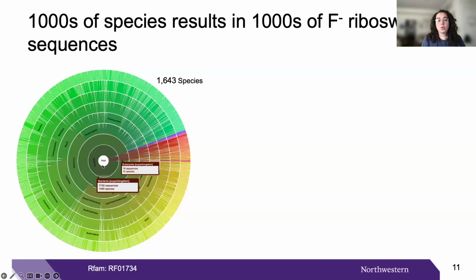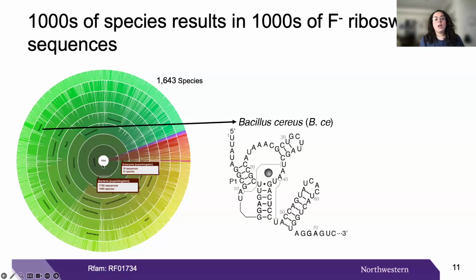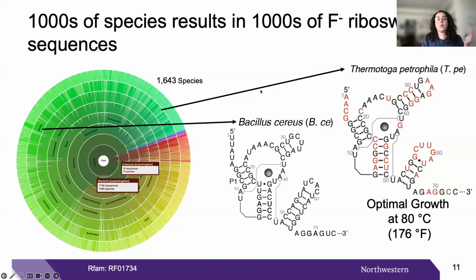At the center is the root, and then there are just so many species that they put the whole tree into a circle. Over here is where we have Bacillus, the standard version I was just talking about. And on this other side of the tree, we have Thermotoga petrophila's version of its fluoride riboswitch, which was the version used to solve that crystal structure I was showing earlier. I've highlighted in orange some nucleotide differences between the TPE version and the BCE version.